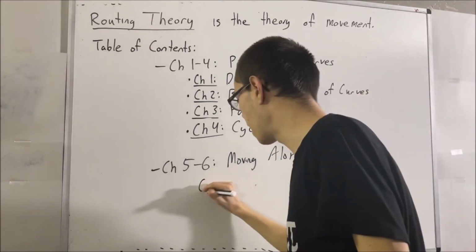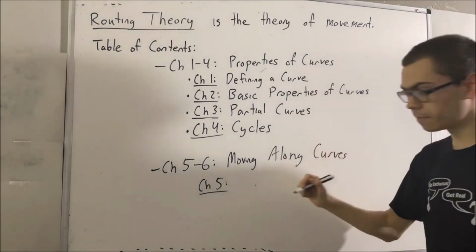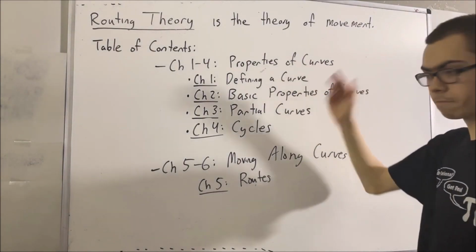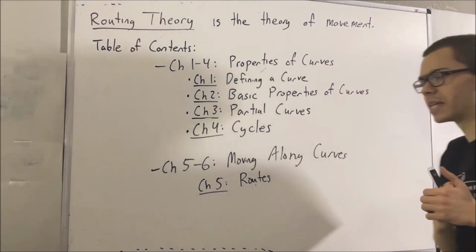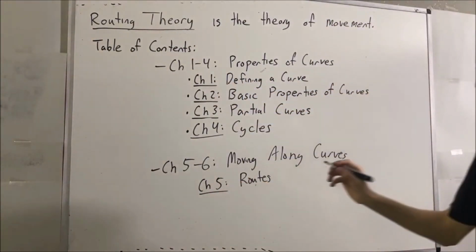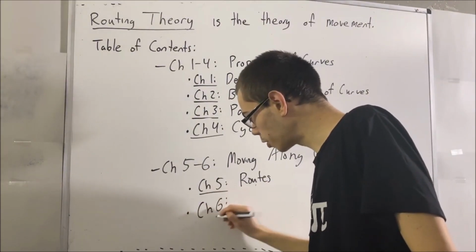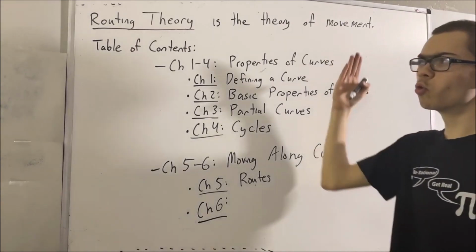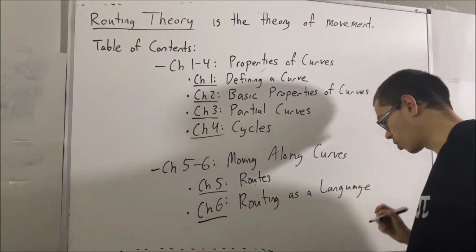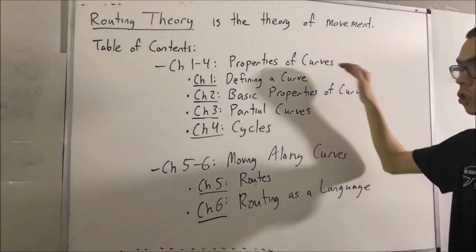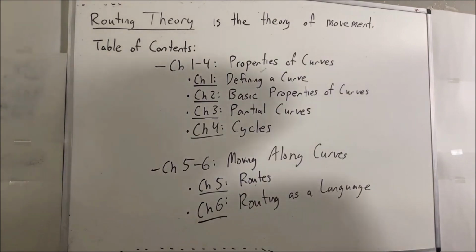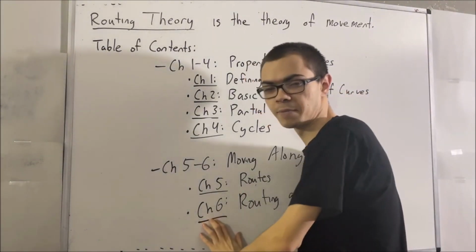More specifically, in chapter 5, we talk about roots. For now, we can think of a root simply as movement along a curve, right? Just moving along a curve. We'll talk more about what that means in more detail starting in chapter 1 and definitely more in detail in chapter 5. In chapter 6, we talk about something actually quite interesting. We talk about rooting as a language. It's really interesting because it turns out we can translate movement along a curve into a language, which is pretty creative and pretty interesting. And that's really what we spend a lot of our time talking about in chapter 6.